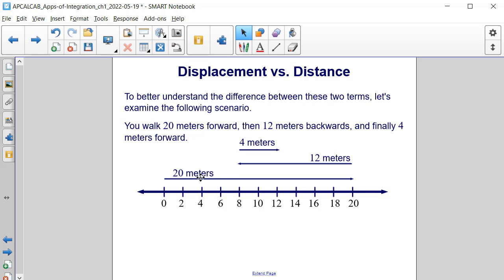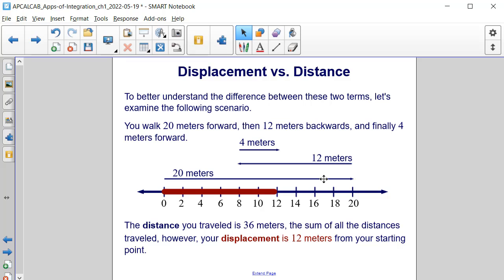You walk 20 meters forward, and then 12 meters backwards, and finally 4 meters forward. The distance that was traveled is 20 plus 12 plus 4, which is 36 meters. However, your displacement is only 12 meters from where you started. In other words, we're taking our final location, or the location of where we ended, and we are subtracting our starting point from it. And we're only calculating how far away from our starting point we are.